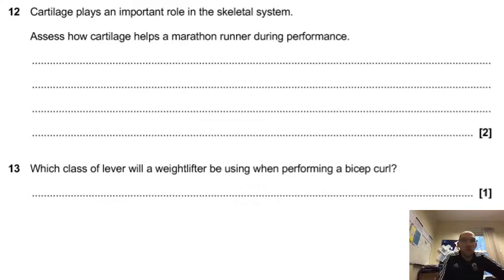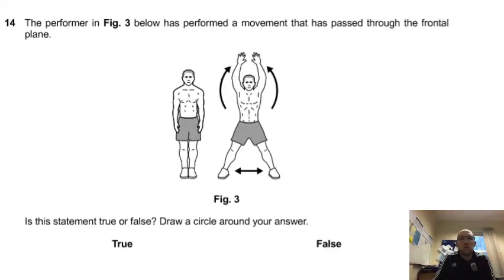So 13, what class of lever will a weightlifter be using when performing a bicep curl? So the answer is a 3rd class lever. 14, the performer in figure 3 below has performed a movement that has passed through the frontal plane. Is this statement true or false? Draw a circle around your answer. There's no examiner's report, but the answer is true.